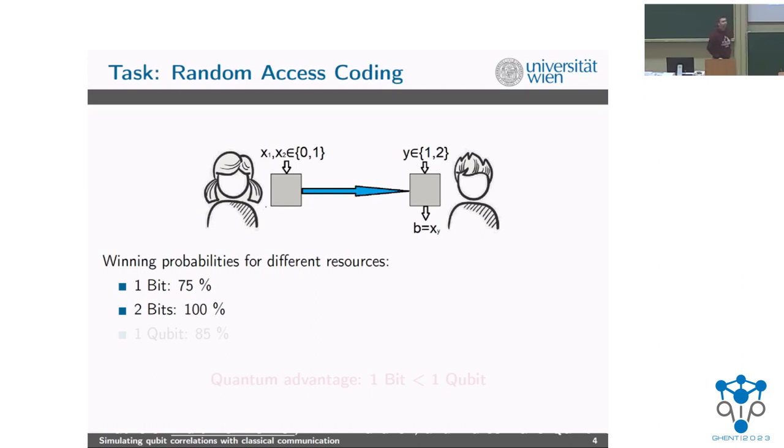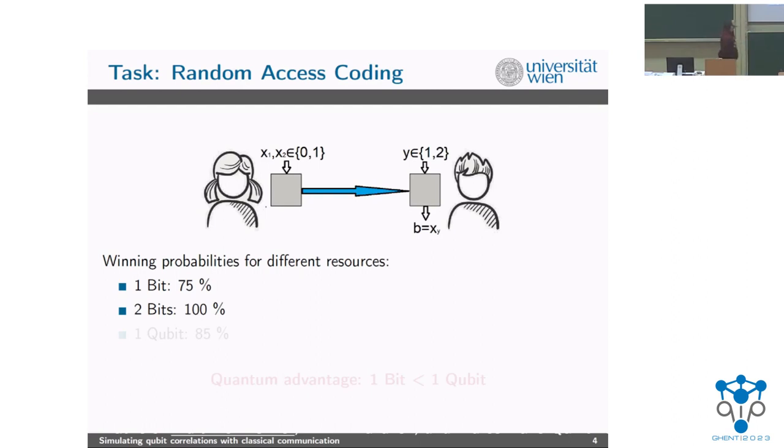The referee asks Bob, can you tell me the first bit of Alice? Or respectively, can you tell me the second bit of Alice? And the task is performed if Bob outputs the correct answer. Now we can ask how well can we do in this task with certain resources? If Alice is allowed 2 classical bits, she just sends these 2 bits, and Bob knows the answer. He just decides which one he wants to read out.